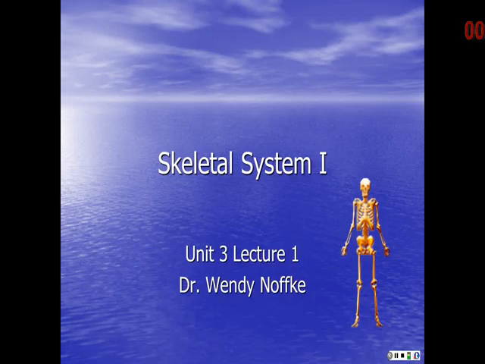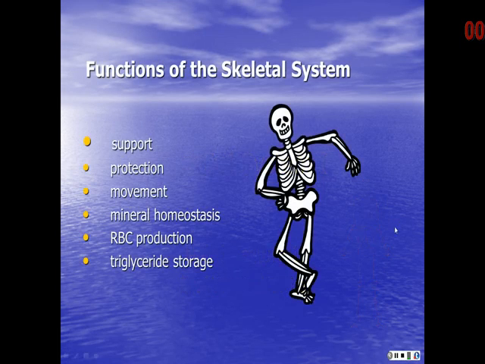In this unit, we will be looking at the bones and the joints. The more obvious functions of the skeletal system include support, protection, and movement of the body. Other important functions include mineral homeostasis as a reservoir for calcium, red blood cell production in the red marrow, and triglyceride or fat storage in the yellow marrow.